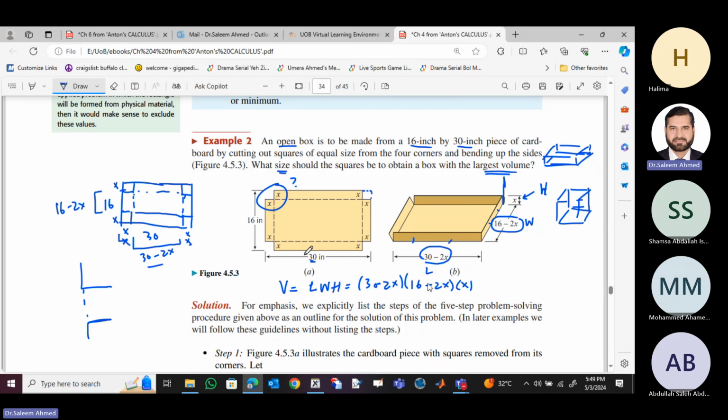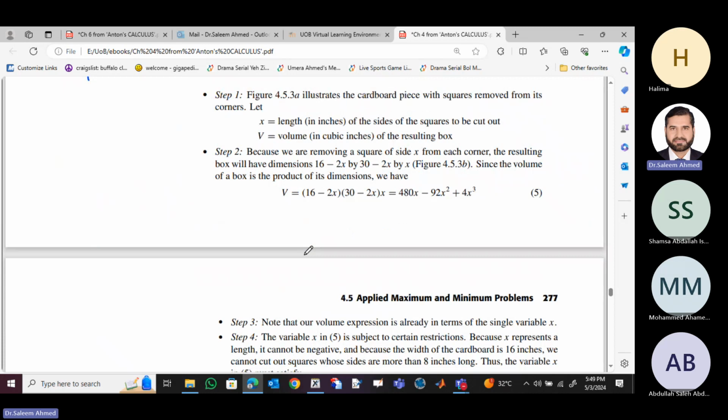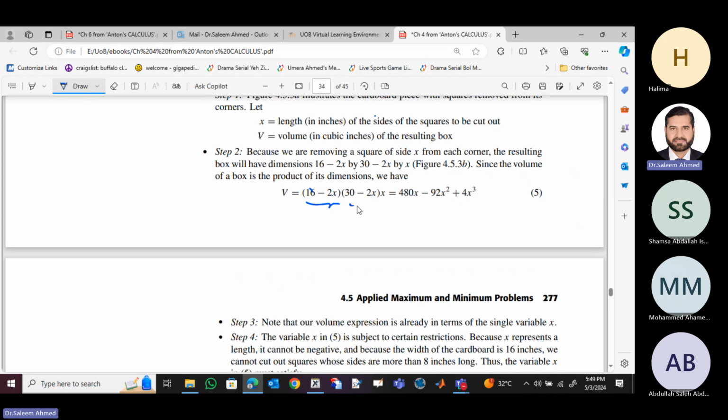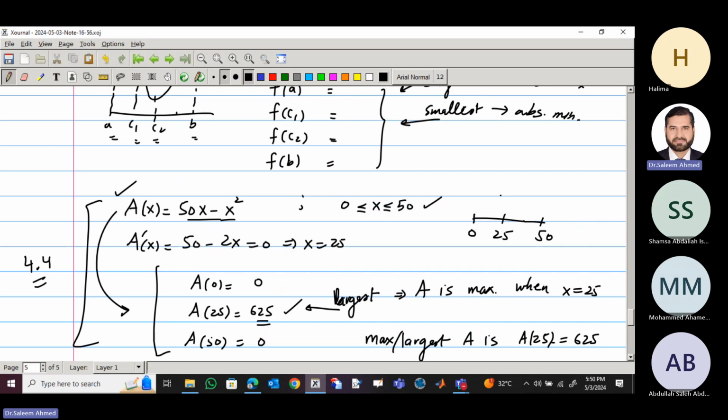So if you go down, you see this one, right? Width, length, and height. You can write anything first, then multiply it here, then multiply x. You get a function of x in one variable only, right? So again, instead of area, you got a one-variable problem.